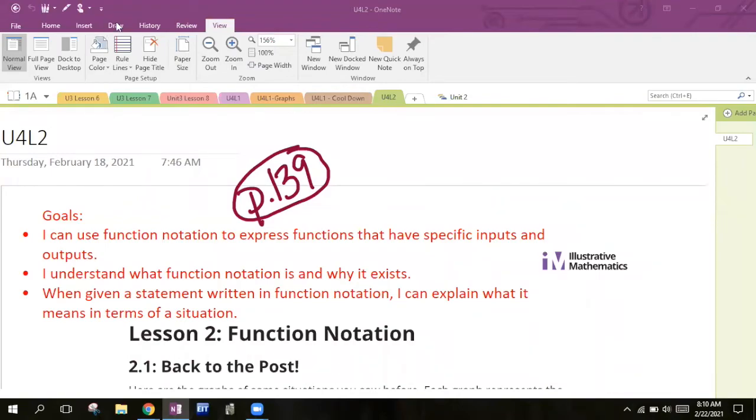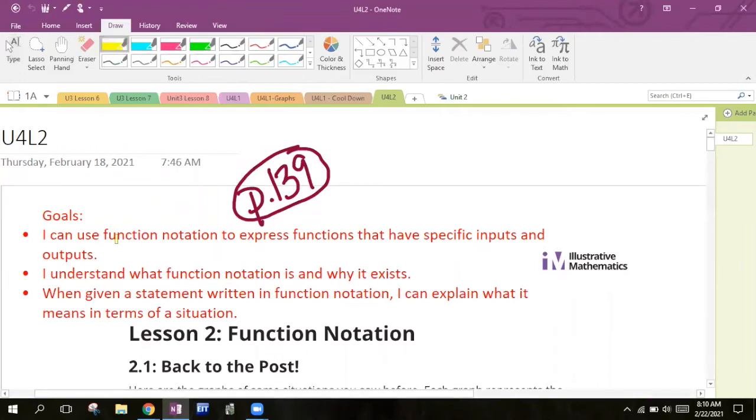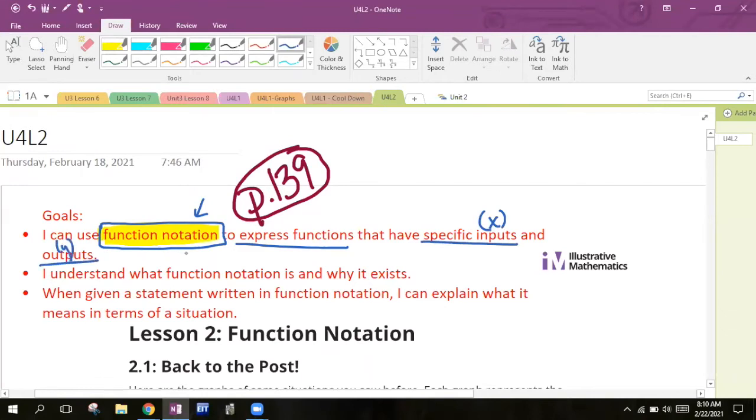Okay, so our goals for this lesson, we're going to be using function notation. That is a new vocab word. We talked about functions in our lesson 1, so this is what we're focusing in on in this lesson, function notation. And we're going to use that to express functions that have specific inputs. And if we remember, inputs are X values and specific outputs, which are our Y values.